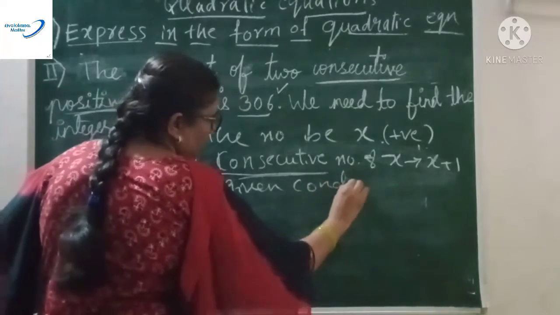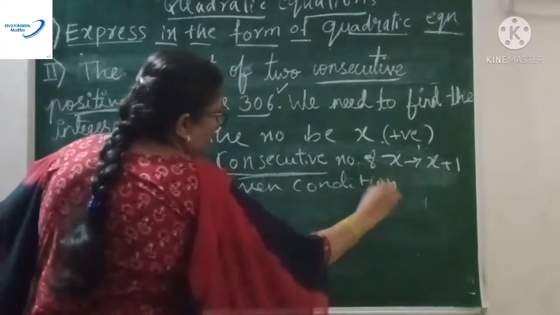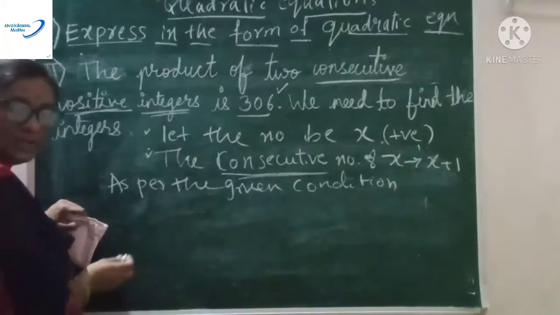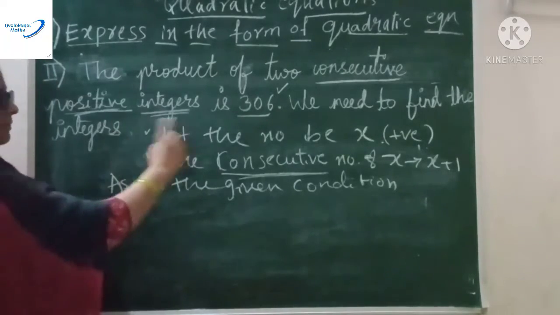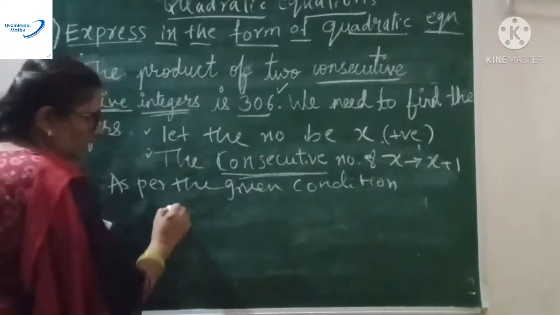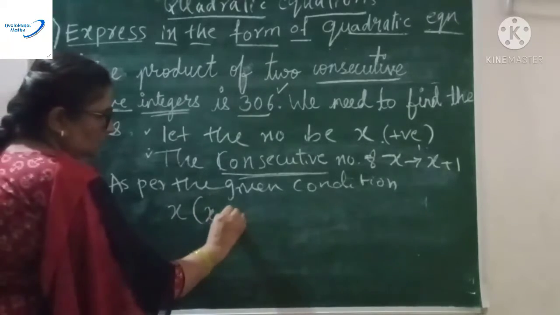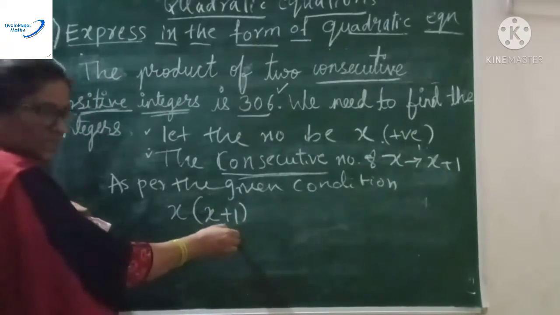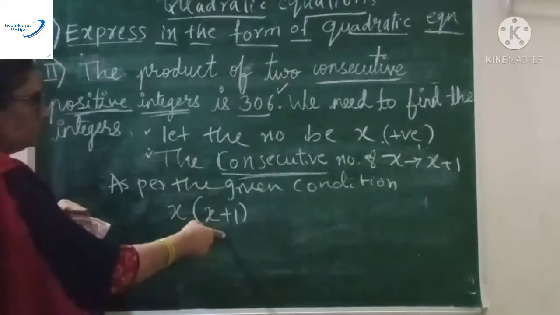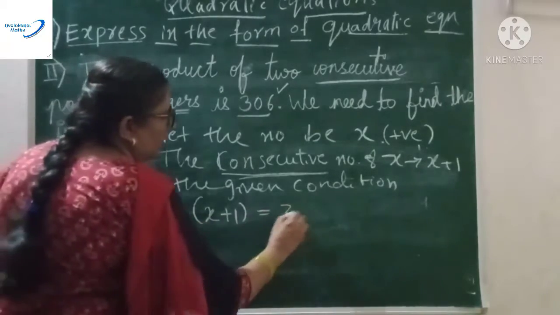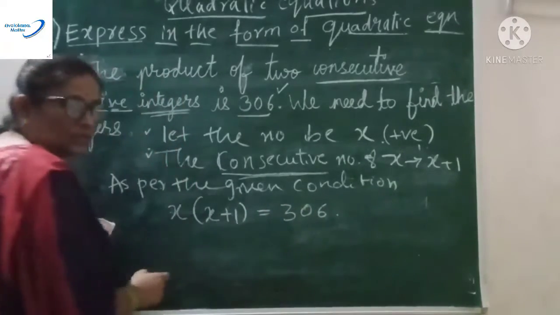you write this down properly. So what are you given? The product, meaning multiplication, of what? These two, that is the given x and x plus 1. The product of these two consecutive numbers is 306. You will get the marks for this much only.